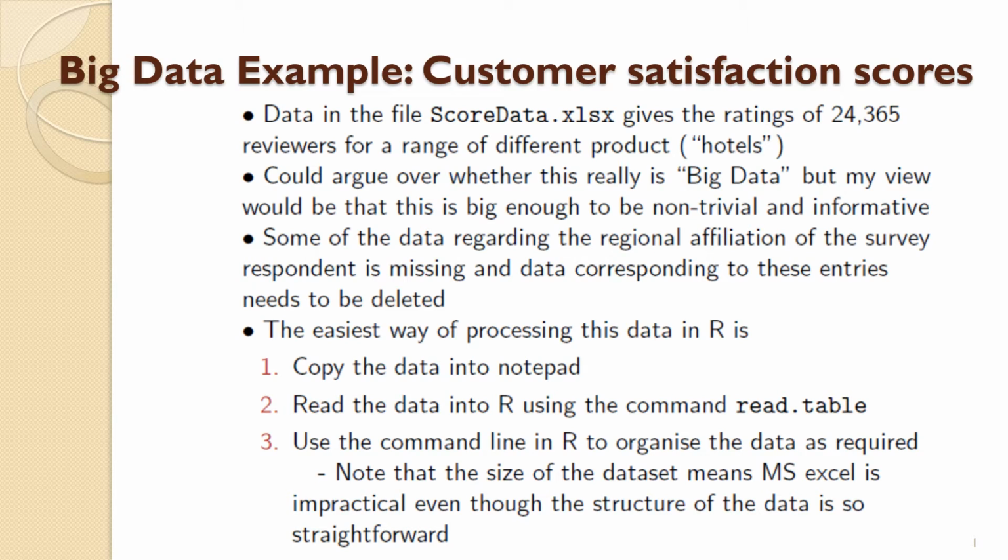Now within this, some of the data regarding the regional affiliation of the survey respondents is missing, and data corresponding to these entries needs to be deleted. The easiest way to do this is to copy the data from Excel into Notepad and then read the data into R using the command read.table. Once it's been read into R, you can use the command line in R to organize the data as required. It's much easier to do this using a proper programming language rather than something like Microsoft Excel that just requires manipulation.